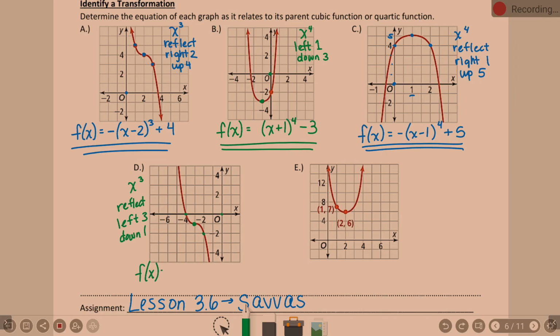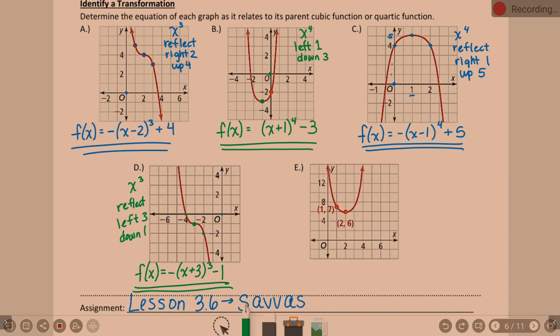F of x equals, left 3 is going to be x plus 3 in parentheses. Outside, my power is a 3. Down 1 is minus 1. Minus out front is your reflection. I guess you didn't even get a normal x to the third graph on here, did you? I reflected both of them for you.